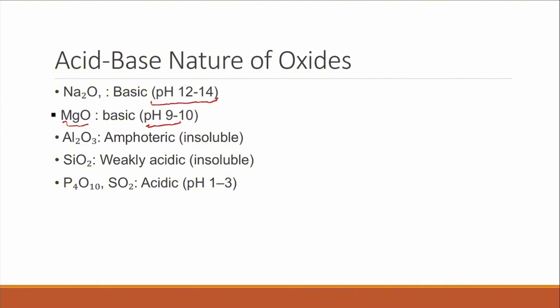Aluminum oxide is amphoteric. It's insoluble in water and it can react as an acid or a base, and we will talk about that. Silicon dioxide is weakly acidic, however, it's insoluble and it's a giant covalent structure, as we know. Phosphorus oxide and sulfur dioxide, when they dissolve in water, will produce acids. They are non-metallic oxides and will give a pH in the range between 1 and 3.